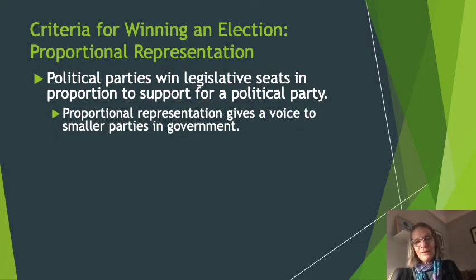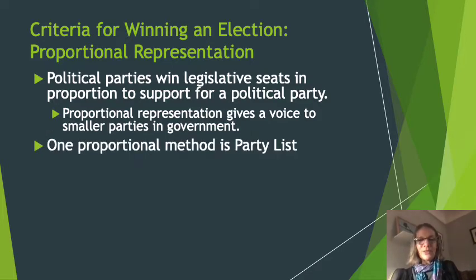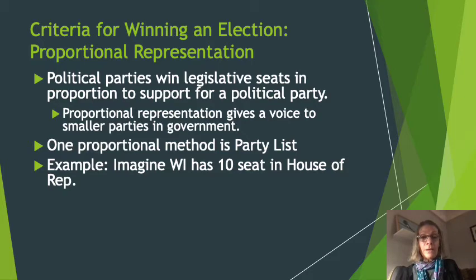So let's use a hypothetical example to see how it would play out if we used proportional representation in the state of Wisconsin. Now, one method of proportional representation is known as the party list method. What that basically means is that each party in the state of Wisconsin would draw up a list of candidates for the upcoming election. Imagine that Wisconsin had 10 seats in the House of Representatives. We do not have 10 seats right now. We have 8. But I'm just using 10 seats because it makes it easier to do the math, as you'll see in a minute.